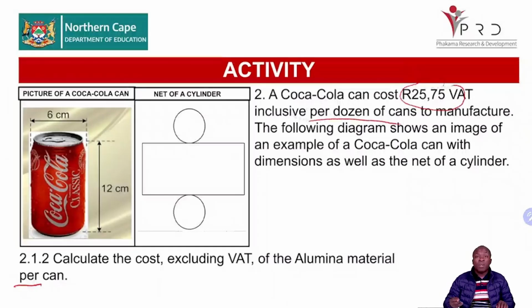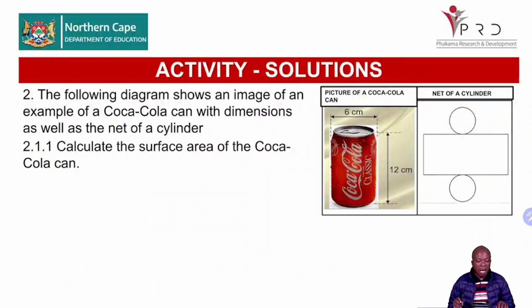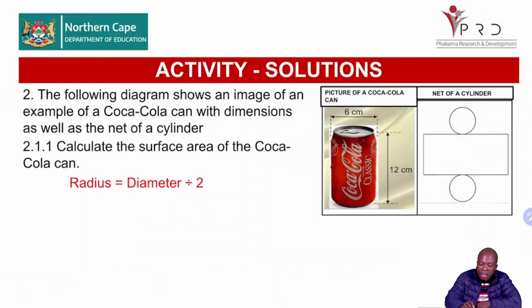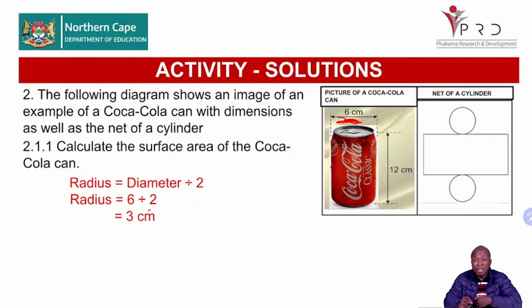All right, welcome back, my learners. So let's see our answers here. 2.1.1, we were supposed to calculate the surface area, but if you look into the question, the examiner gave us a diameter, and remember in our formula there's no diameter, so we needed to find the radius. So the 6 centimeters divided by 2 will give me a radius of what? 3 centimeters. Now we are going to use 3 centimeters in the formula.